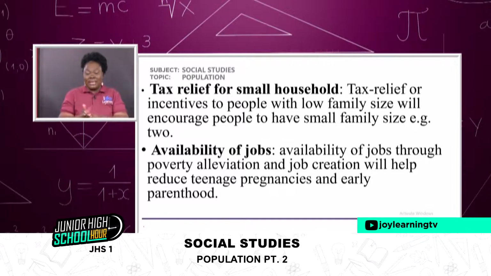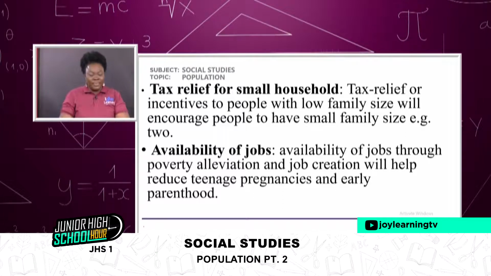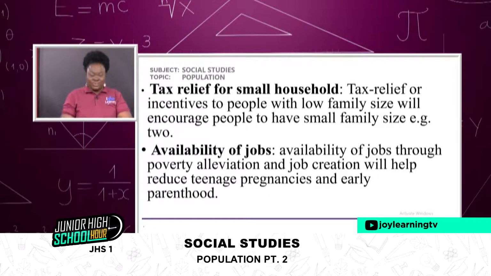So this is done by the GRA. They give incentives to people with low family size, just as a motivator to others not to give birth to a lot of people. Then availability of jobs. Availability of jobs through poverty alleviation and job creation will help reduce teenage pregnancy and early parenthood.